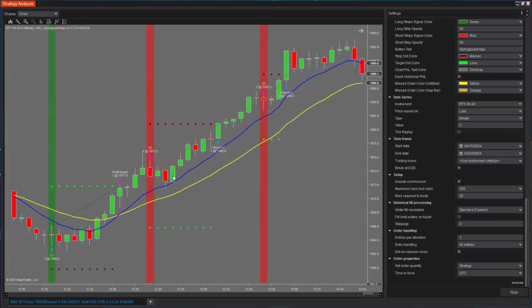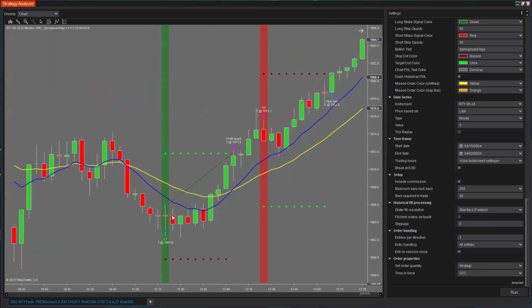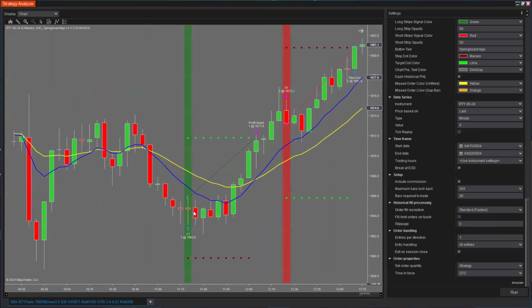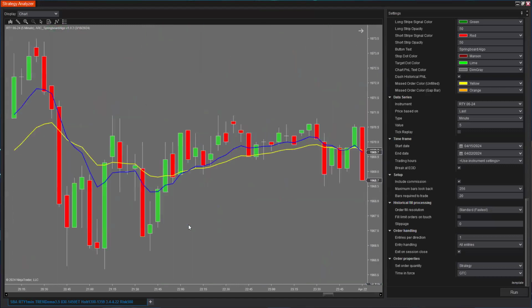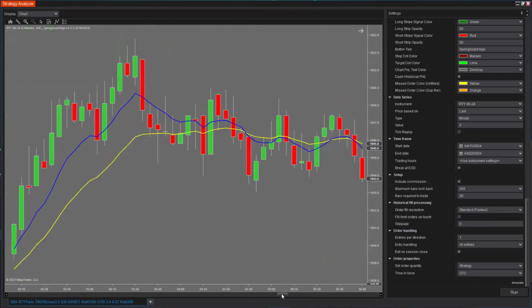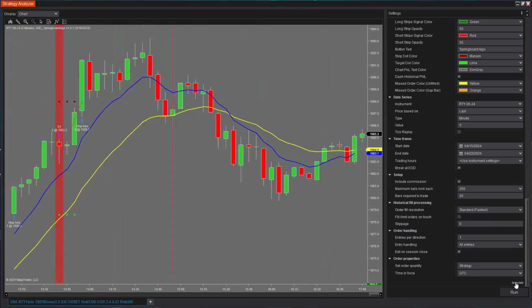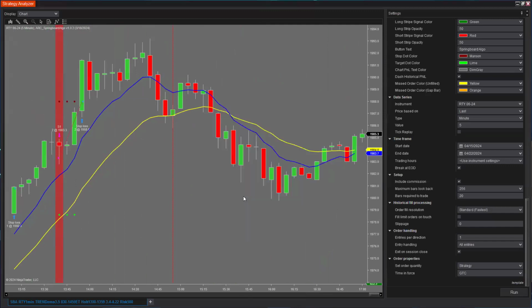Yep. Same trade locations here, but we got a nice one here. So different things that you can do. As for optimizing, we'll run a quick optimization just to see. We'll actually keep it parked here and we'll just optimize this one. The first thing you want to do when you're starting an optimization is save the template, RTY opt. We'll just save it as RTY optimization.